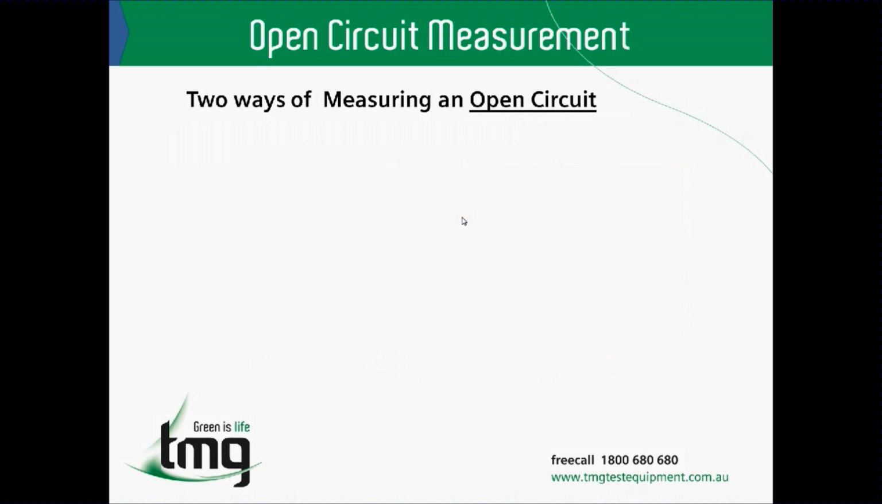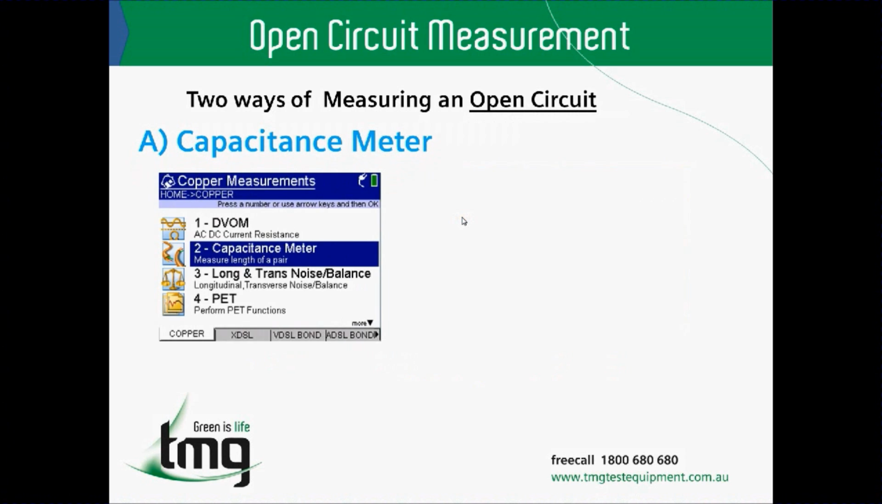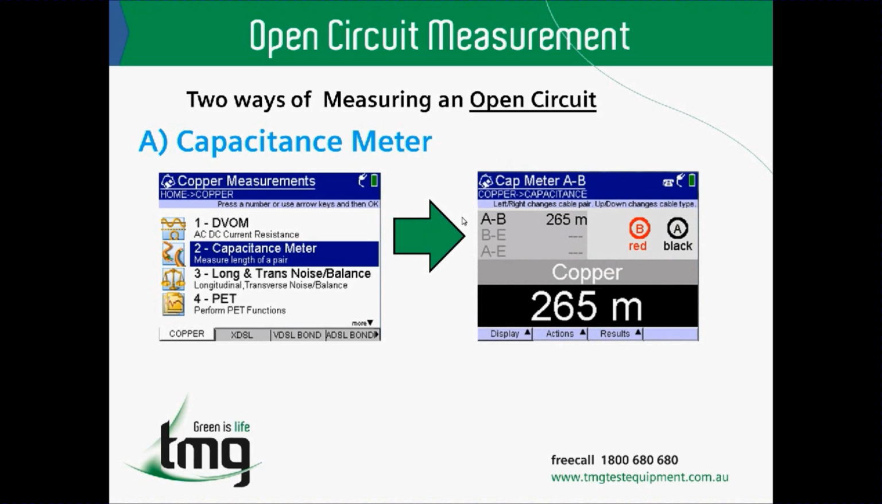There are two ways of measuring an open circuit. In this slide we are going to see the first one. That is the capacitance meter. We can use the second menu inside the HST to do a capacitance meter's measurement. That is to measure the length of the pair up to the point where it's open. When we hit that measurement, then we are getting the results of A to B to be 265 meters. That can be either an open within the length of line that we are measuring, or it can be the open at the customer premise. Still though, it shows us that there is an open circuit at 265 meters in this case.